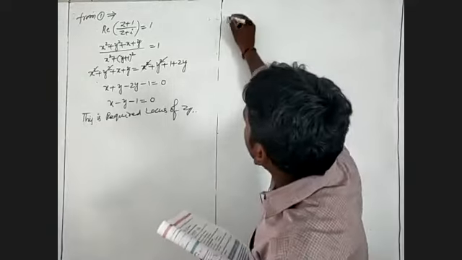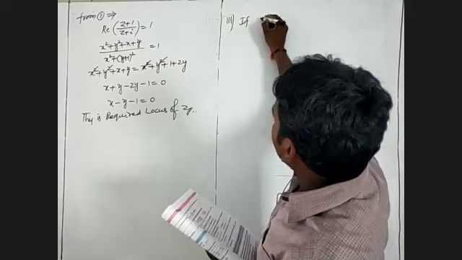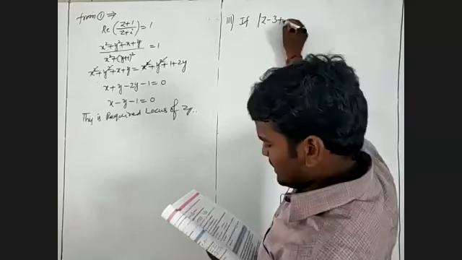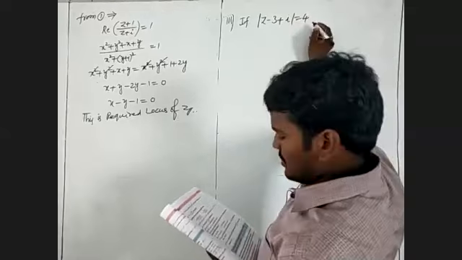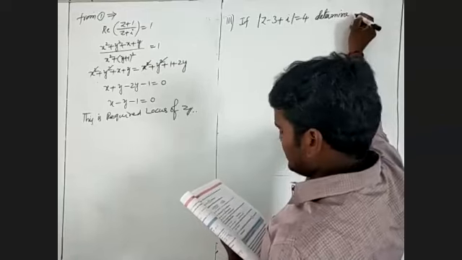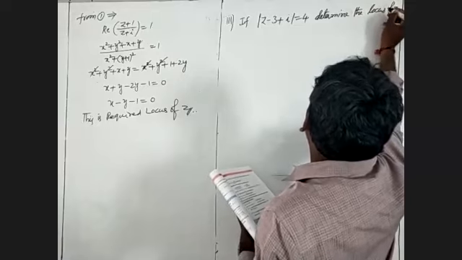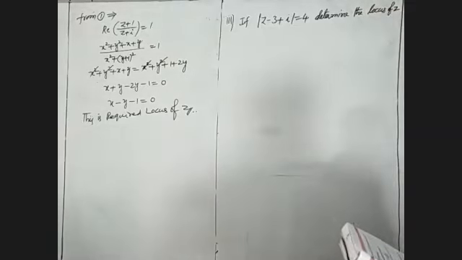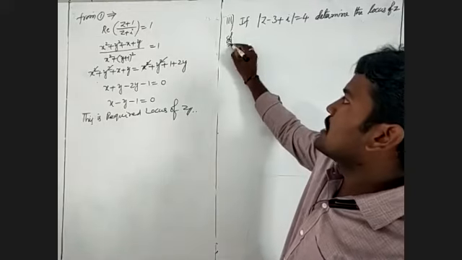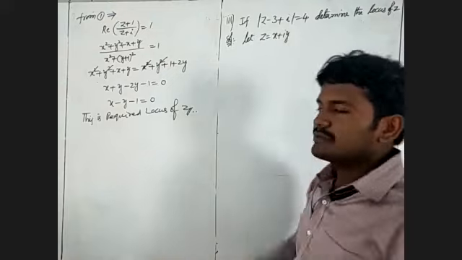Third one is: if mod of z minus 3 plus i is equal to 4, determine the locus of z. We will observe this one. Here, given a complex number, let z be x plus iy.